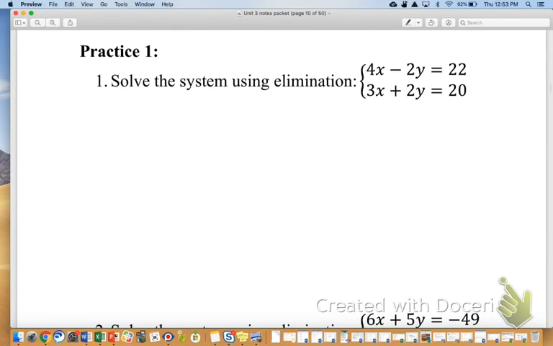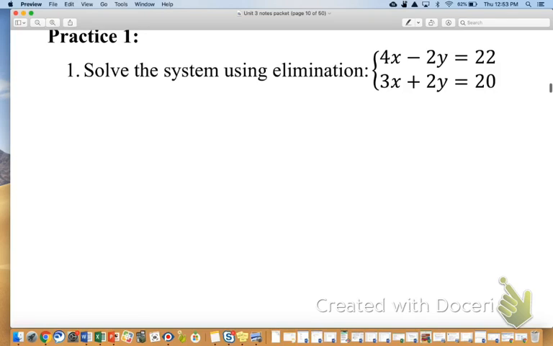Okay. So, I want to let you know that there is a third way to solve a system. So if you guys would flip over to the next page where it says practice 1.